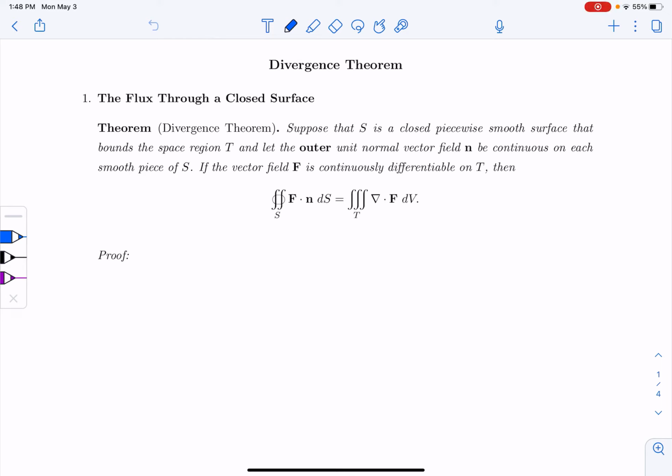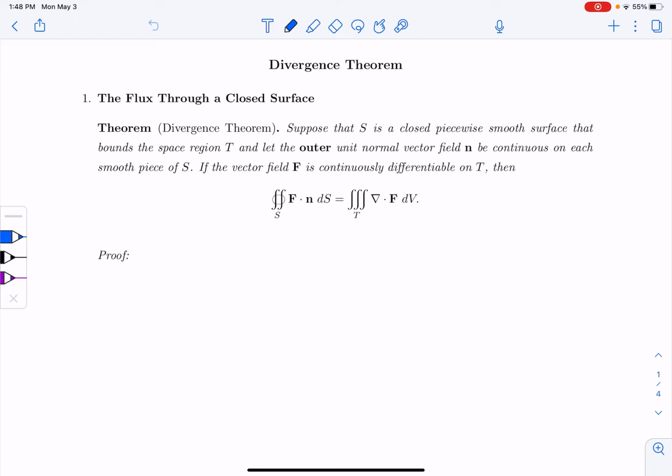Our final version of the fundamental theorem of calculus will be the divergence theorem. And the divergence theorem applies when trying to calculate the flux through a closed surface. So Stokes' theorem was applied to an open surface with a curve that was the boundary. The divergence theorem is going to apply to closed surfaces.